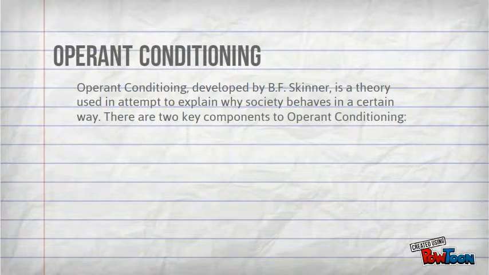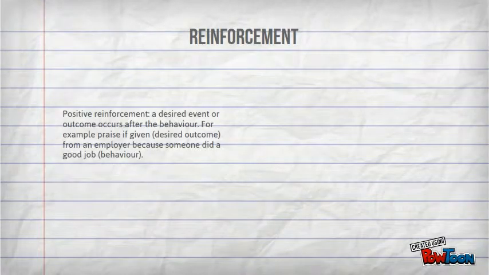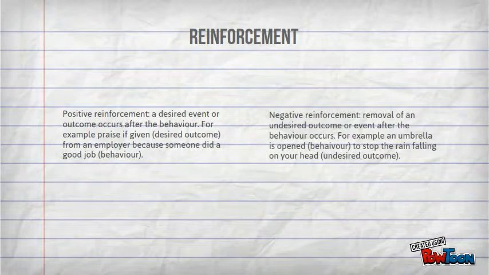Operant conditioning, developed by B.F. Skinner, is a theory used in an attempt to explain why society behaves in a certain way. There are two key components to operant conditioning. The first one is reinforcement. Positive reinforcement means the desired outcome occurs after the behaviour.